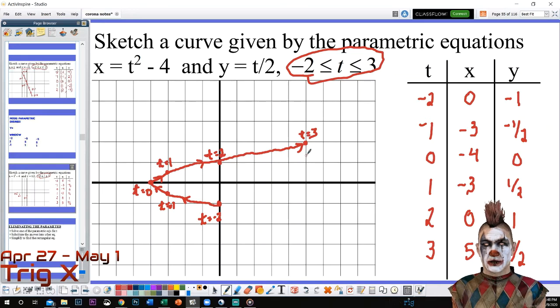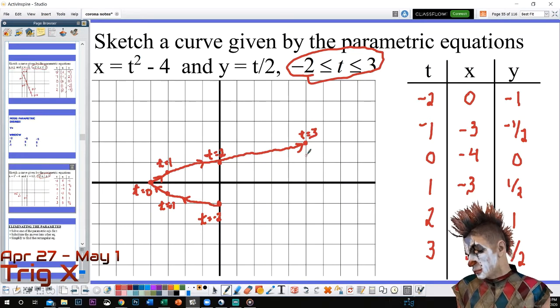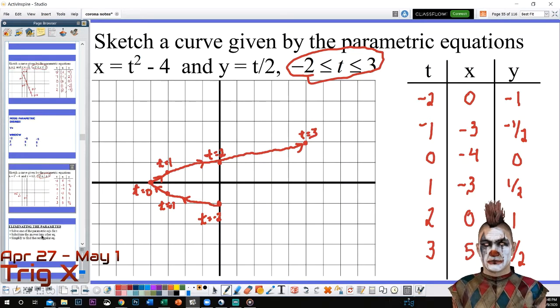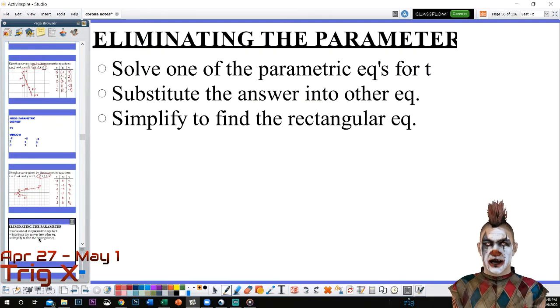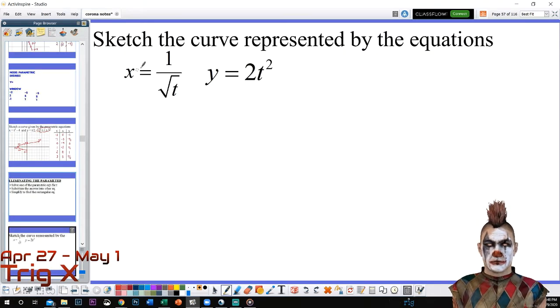Alright, so that's it. Either you did that on the calculator or with your hands. Now we have something called eliminating the parameter. When you eliminate the parameter, you're going to solve one of them for t. I'm going to suggest doing the x one. Solve that for t. We're going to substitute it into the other equation and then simplify to find the rectangular equation. This sounds scary, but it's not so bad. So here we go. This first one, we're going to solve this for t.